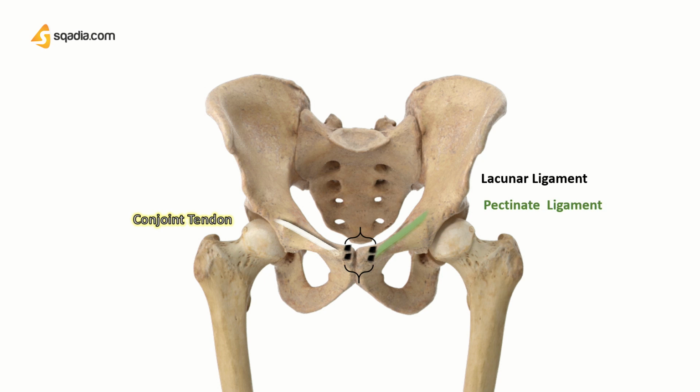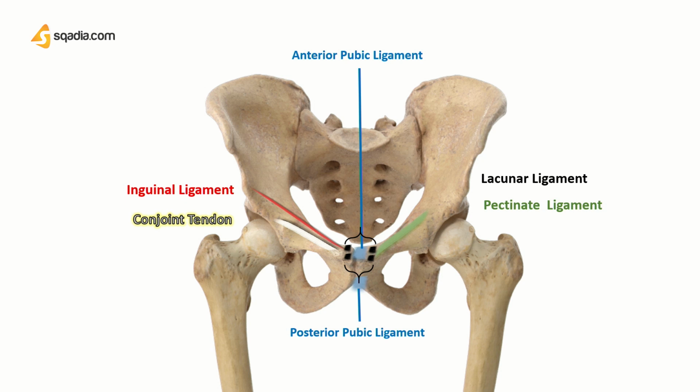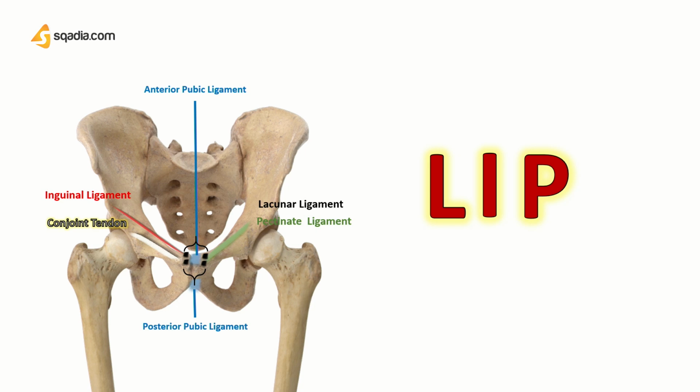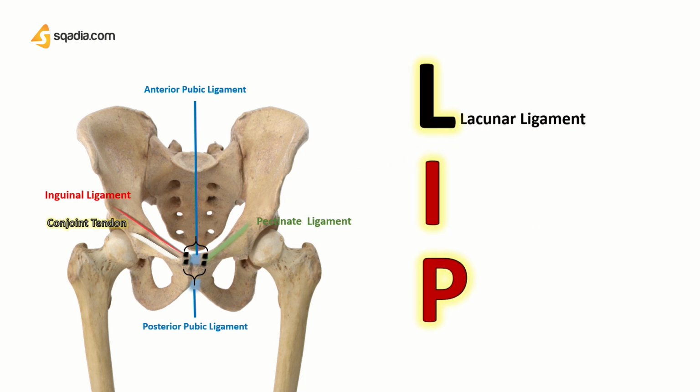The pubic tubercle gives attachment to the inguinal ligament. The anterior surface of the body of the pubis provides attachment to the anterior pubic ligament on the medial surface and to the posterior pubic ligament posteriorly. To help you remember these ligaments that get attachment to the pubic bone, we have a mnemonic LIP. Now this short mnemonic is going to help you remember the ligaments that get attached here.